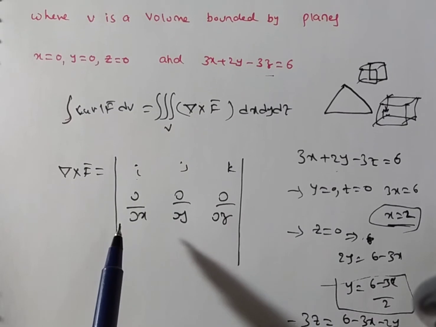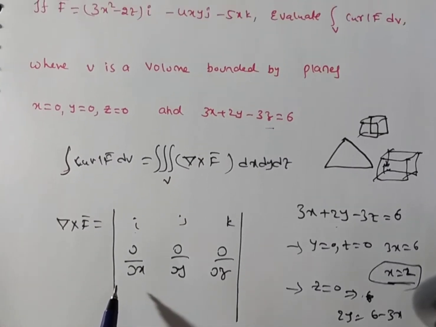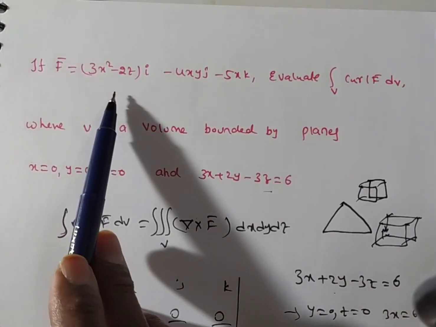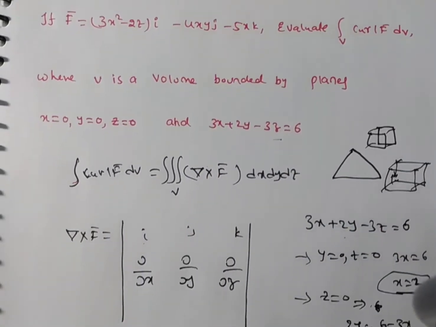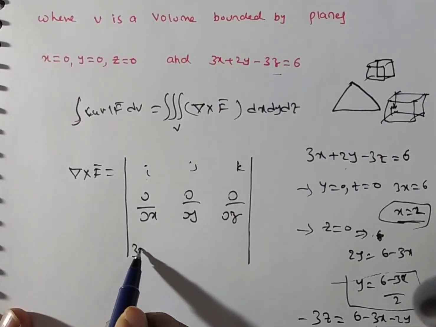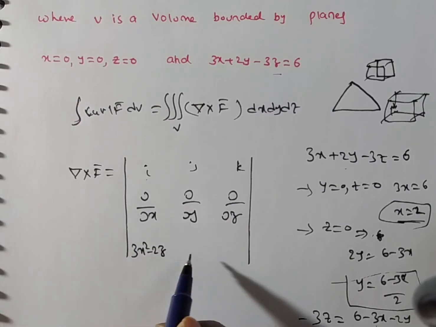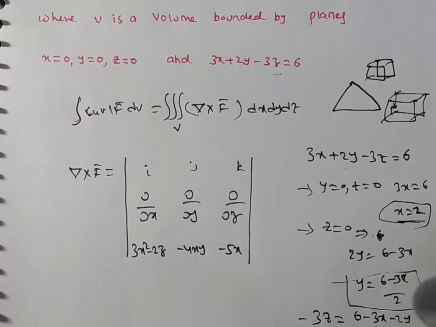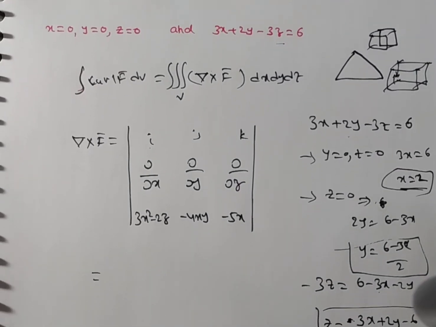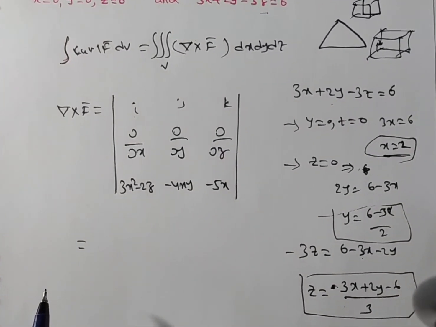Next, in the F bar, what is the i coefficient here? The i coefficient is 3x² − 2z, the j coefficient is −4xy, and the k coefficient is −5x. Now I am writing those values: f1 = 3x² − 2z, f2 = −4xy, f3 = −5x. Now I have to take the determinant to get del cross F bar, right?